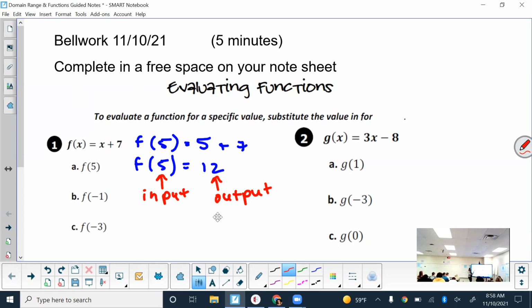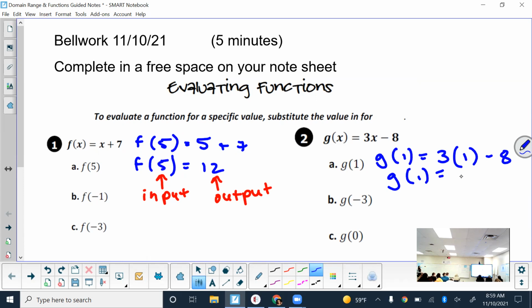All right, over here in number 2, it's a little bit longer. If I needed to find g of 1, what am I doing with that 1? Substituting it in for the x. So I have g of 1 equals 3, normally times x, but now it's times 1, minus 8. Again, the left is just notation, just leave it alone. On the right, simplify it. It's 3 times 1, 3 minus 8. Input and output. Questions?